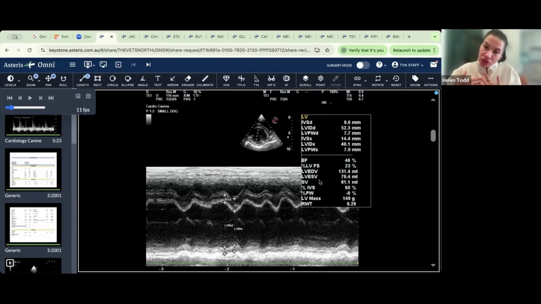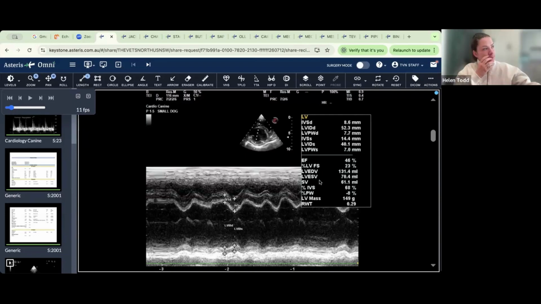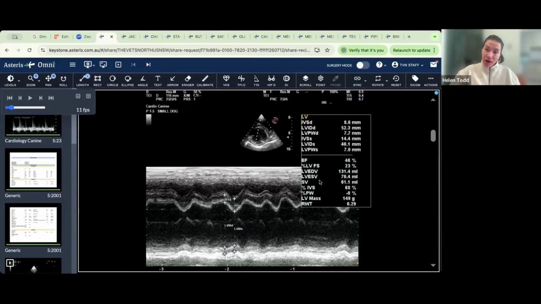What other reasons can dogs have quite a low fractional shortening, but it's non-pathological? Dehydration. Yeah, although sometimes with dehydrated dogs, they get a bit hyperdynamic because they're so volume underloaded. Something like sedation or maybe intense parasympathetic input? Yeah, you're kind of on the right track.